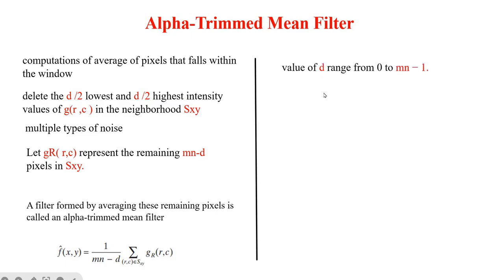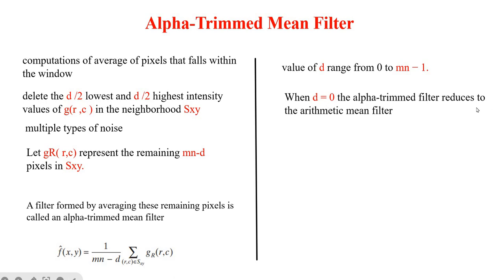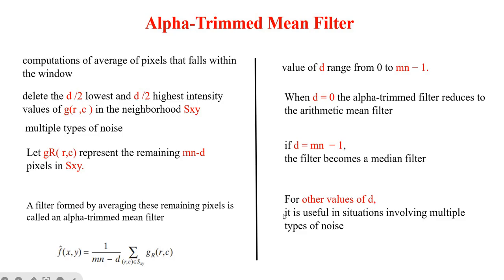Now when d is 0, the alpha trimmed filter reduces to the arithmetic mean filter. And when d is mn minus 1, the filter becomes a median filter. For other values of d, it is very useful in situations involving multiple types of noise, that is a combination of salt and pepper noise.